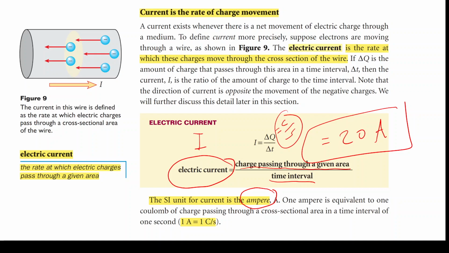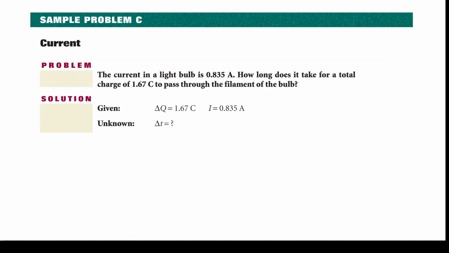So let's do an example, a sample problem. Let's solve a question. Try to find a quantity using the current equation. Here the question says the current in a light bulb is this much. So you have the current given, and the symbol for current is, we said, capital I. How long does it take for the total charge of 1.67 coulomb, that is obviously Q, this is charge, how long does it take? That means time is unknown, so T is unknown. Okay, I is given, current is given, Q is given, charge is given, time is unknown.